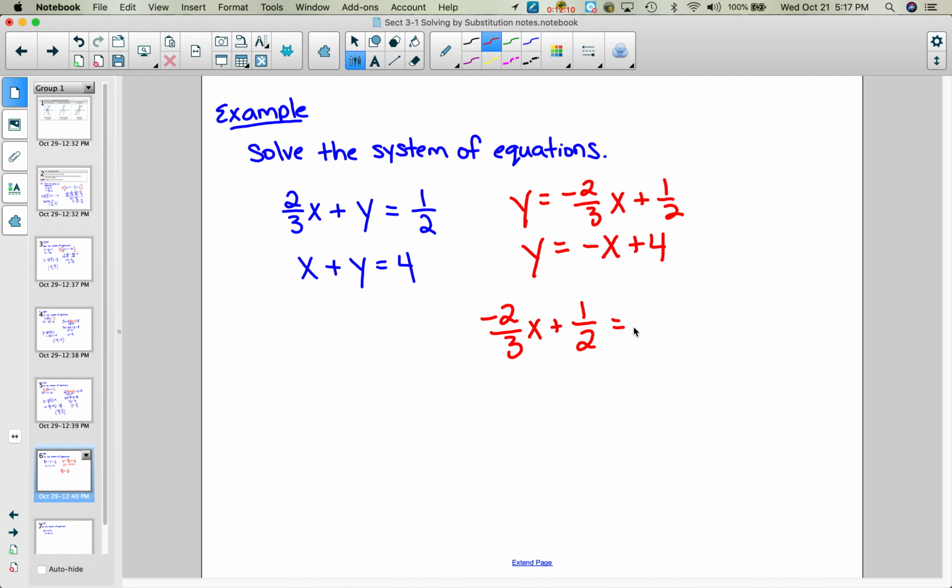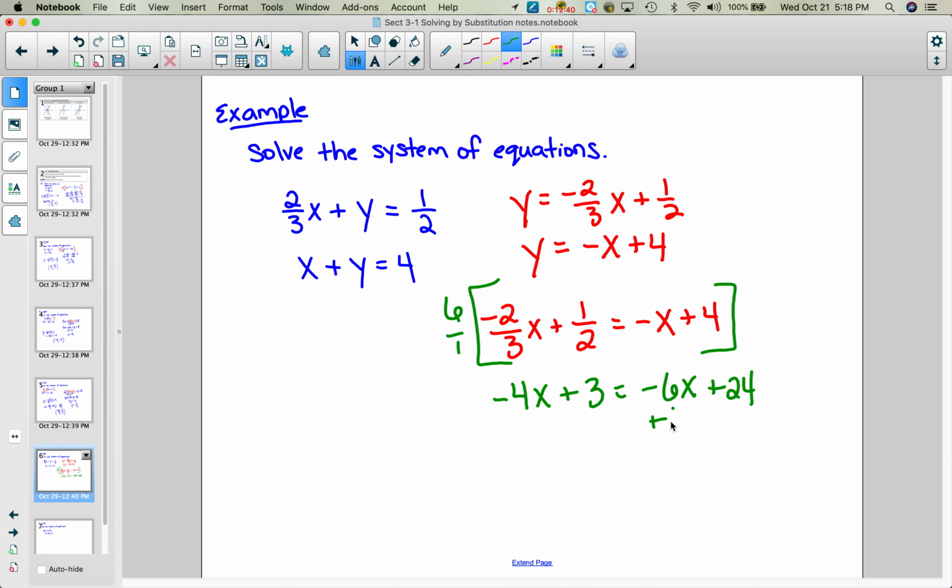So this is back to that first method that I showed you. On here, I'm going to do fraction busters to clear out these fractions. So that's going to make this a 6. When I multiply by 6, the 3 cancels with the 6, leaves a 2, times negative 2 gives me a negative 4x. Here the 2 cancels, leaves me a 3, times 1 is 3. Here there's nothing to cancel on this side, so I just multiply.